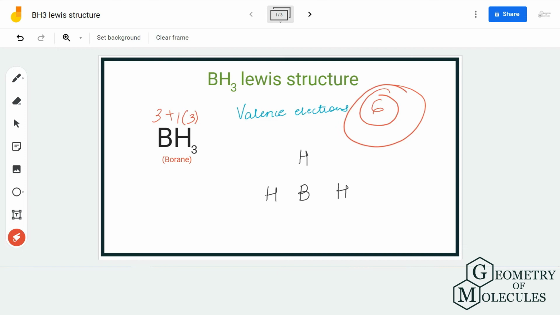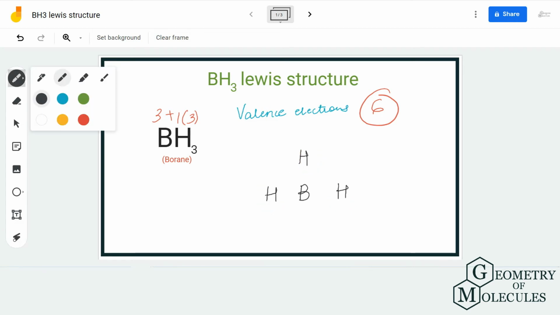We are going to place boron in the center because hydrogen atoms never take the central position. So boron will be in the center, and all the hydrogen atoms will be placed around it like this. To show a bond between boron and a hydrogen atom, we are going to place a pair of electrons. For doing that, we will be using up all 6 valence electrons that we have.